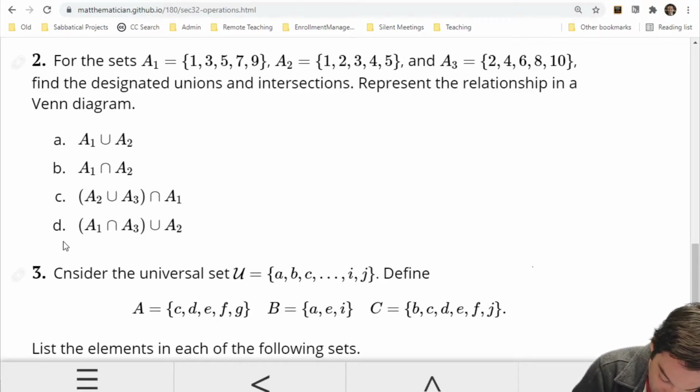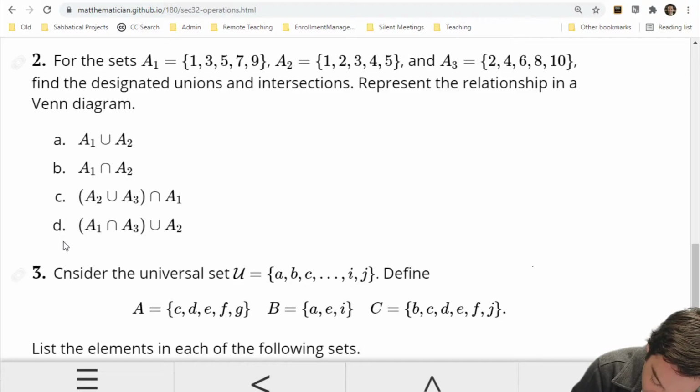So let me copy what we have over onto a whiteboard. So A1: 1, 3, 5, 7, and 9. A2: 1, 2, 3, 4, and 5. And A3 is 2, 4, 6, 8, 10.